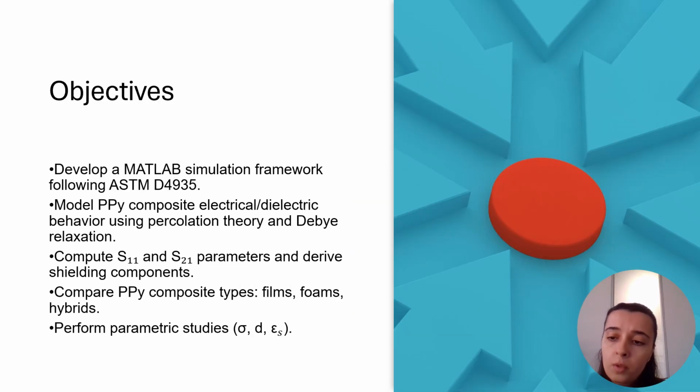Our objective is to simulate the shielding effectiveness of polypyrrole-based composites. So we will use different composites reported in recent literature across 30 megahertz to 3 gigahertz, aligning with our ASTM D4935 model in MATLAB. We will compute S11 and S21 parameters and derive the shielding components, and we'll also compare the different composite types like films, foams, and hybrids.